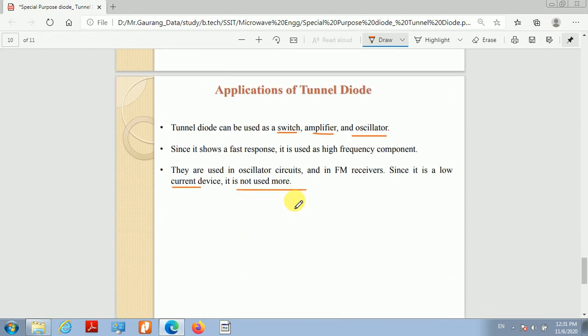Okay, and if we look at the applications of the diode, then it is widely used as a high frequency component, as an oscillator and amplifier.